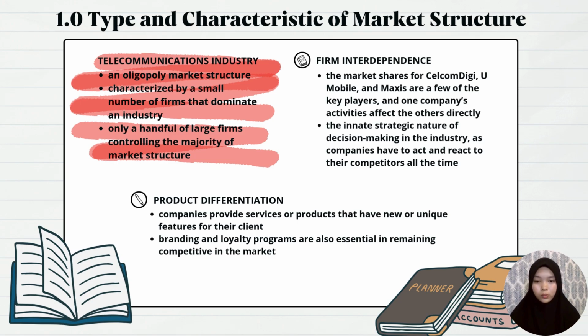The second one is product differentiation. These companies provide services or products that have new or unique features for their client. For example, CelcomDigi positions itself as the provider with the most competitive and dependable network, suggesting to those customers whose first priority is connectivity. Branding and loyalty programs are also essential in remaining competitive in the market.